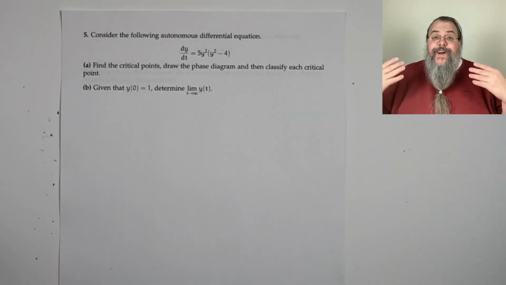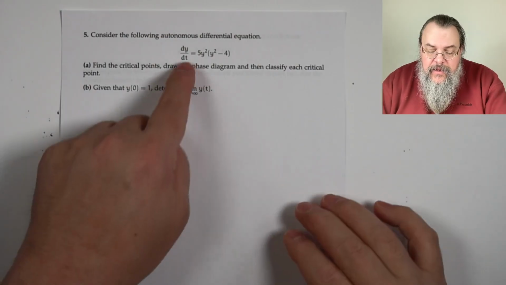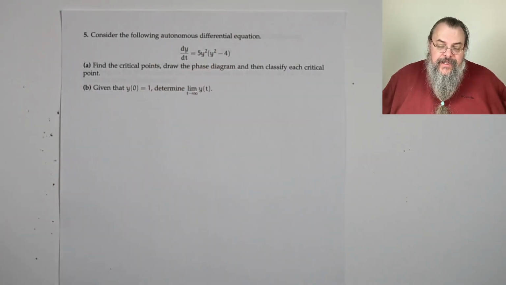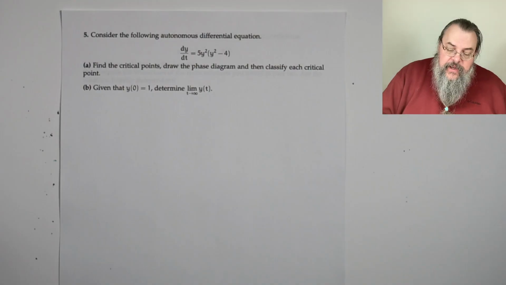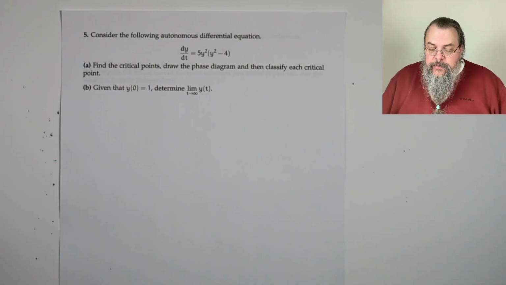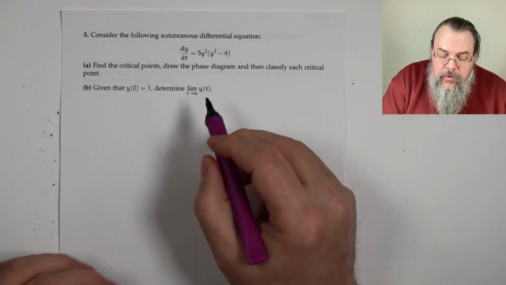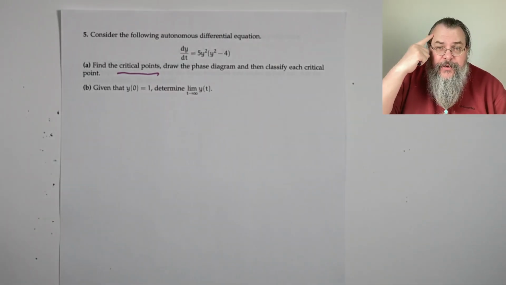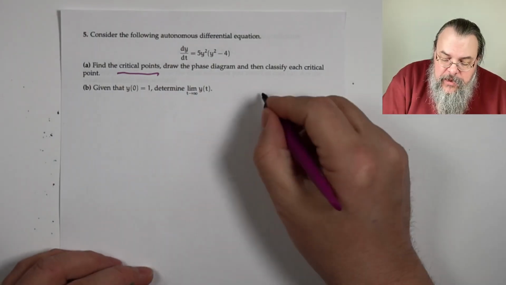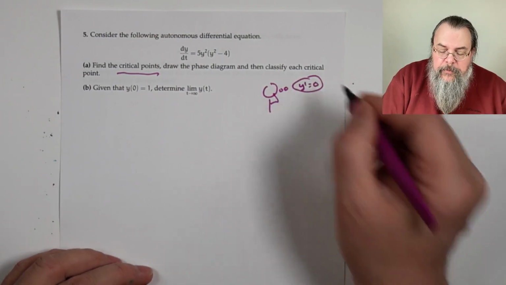Consider the following autonomous differential equation. Here, autonomous just means, hey, there's no t's. It's all y's. All right, now, part A. Find the critical points, draw the phase diagram, and then classify each critical point. Whew, okay. Well, let's do all of those things. Now, we do what? Well, channel your inner Calc 1 student. If you were a Calc 1 student and you heard critical points, what would you think? Well, you'd probably say, critical points, that's when the derivative equals 0, right?